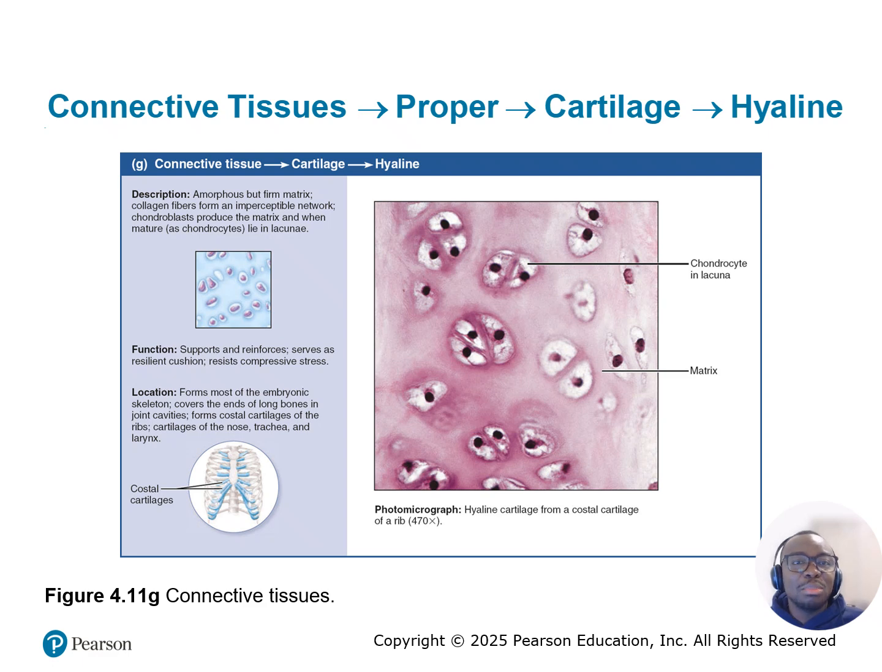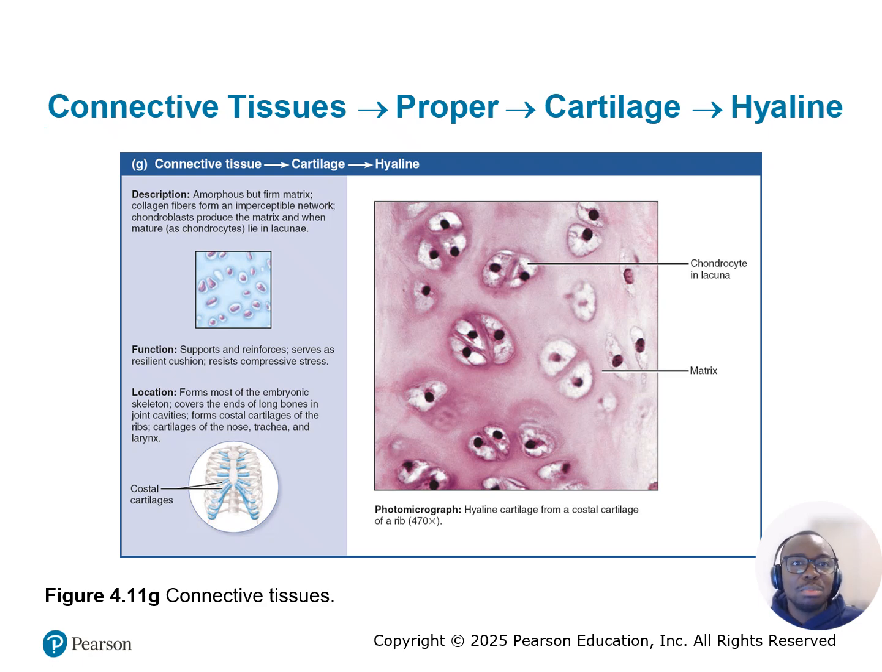Hyaline cartilage is the most abundant and appears as shiny bluish glass. It has an amorphous but firm matrix with collagen fibers forming an imperceptible network. Chondroblasts produce the matrix, and when mature, as chondrocytes, lie in cavities called lacunae. Chondrocytes account for only 1 to 10% of the cartilage volume. Hyaline cartilage provides firm support and reinforcement. It serves as a resilient cushion and resists compressive stress.